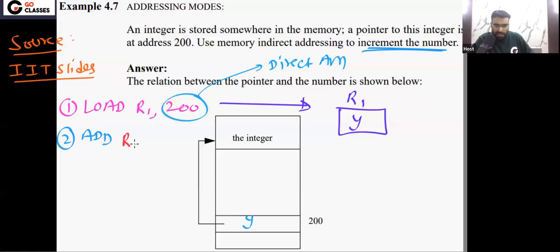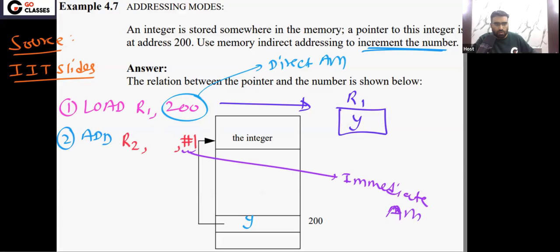The addition we are doing like this: in R2 we are storing the sum of two things. Number one, this is the immediate addressing mode. Very simple. In R2, you are putting 1 plus A. But how will you access this A? You will access this A like this, using the indirect addressing mode.